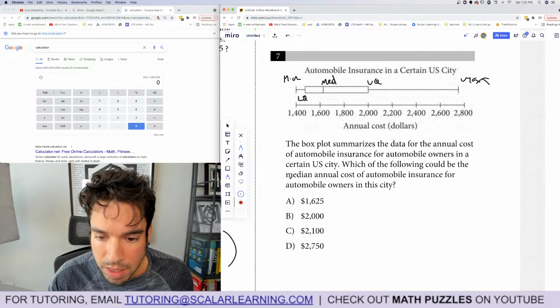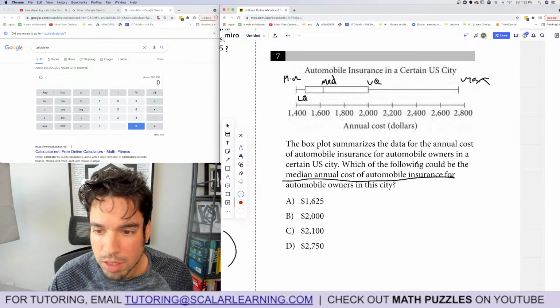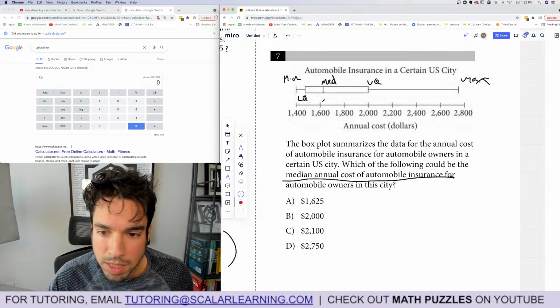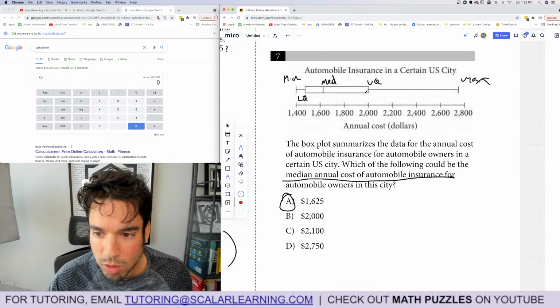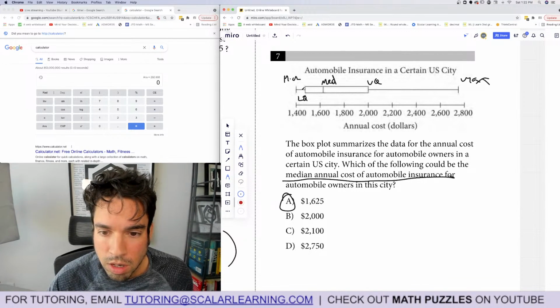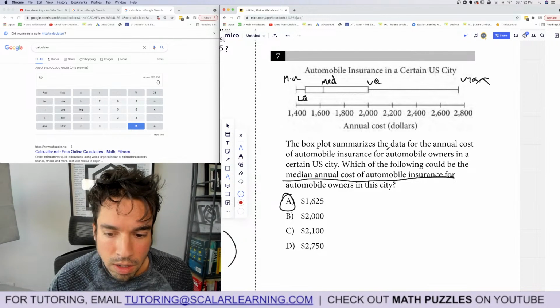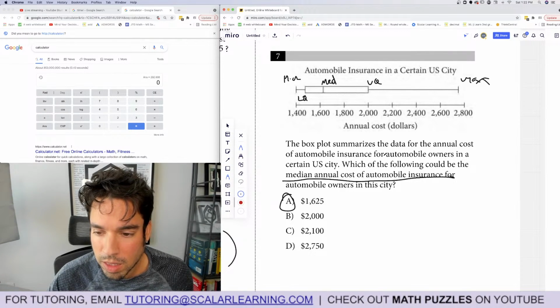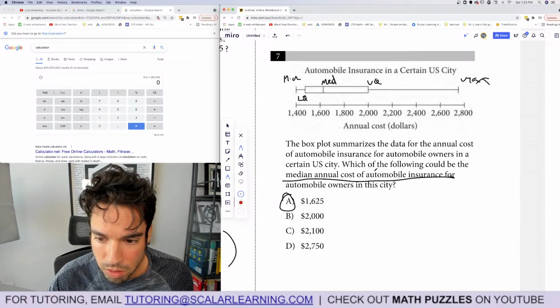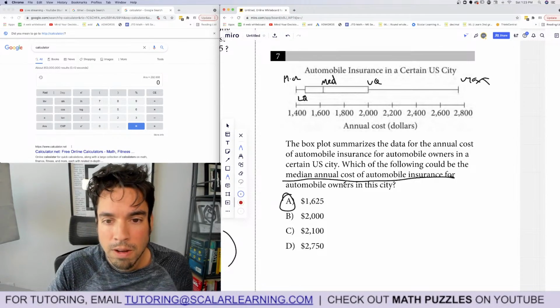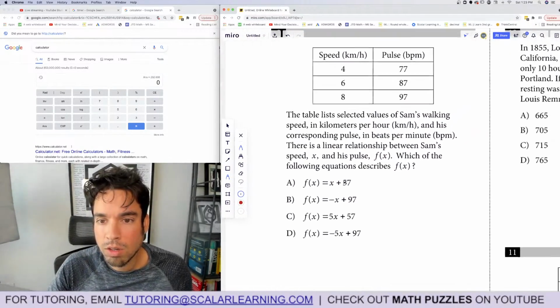Which of the following could be the median annual cost? See, they're trying to test the median. Looks to me like 1625 is the winner because 2,000, no. 2,100, no. Like, whatever. It doesn't even matter. Let's just make sure we're answering the right question. Which of the following could be the median annual cost. Okay, yeah. We're good.